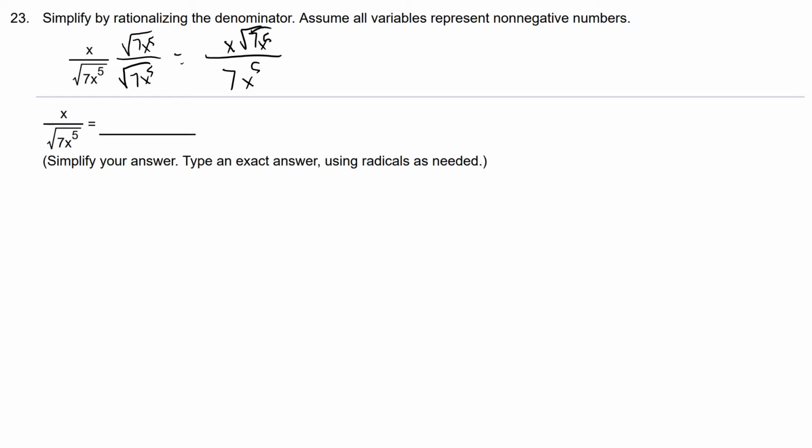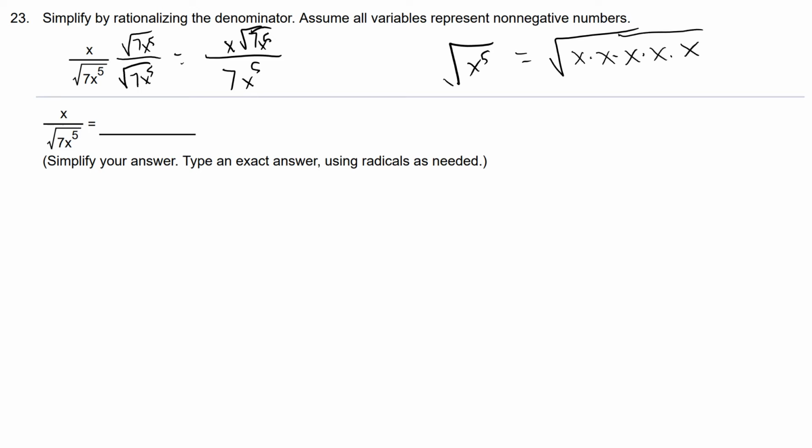From here, we're going to want to start simplifying. Before we cancel stuff out, I'm going to try to simplify the square root of 7x to the 5th. The square root of 7 is going to be ugly, but square root of x to the fifth, how many sets of 2 can I come out with? That's the square root of x times x times x times x times x.